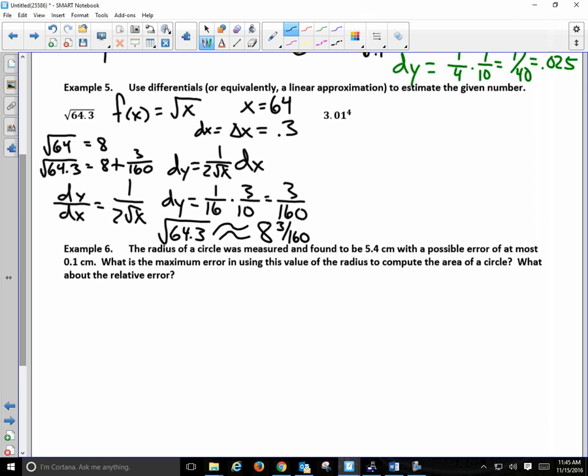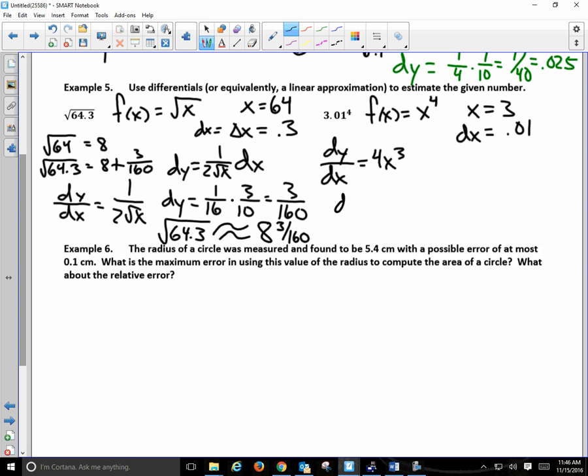Say we want to estimate 3.01 to the fourth. Obviously, you could take 3.01 and multiply it out 4 times, but here's another way to do it as well. We need a function. Anybody know what f of x is? X to the fourth, and the x value where we're evaluating this is 3, and then we want to move over how much? 0.01. So dy over dx is, what's the derivative? 4x cubed. So dy is 4x cubed dx.